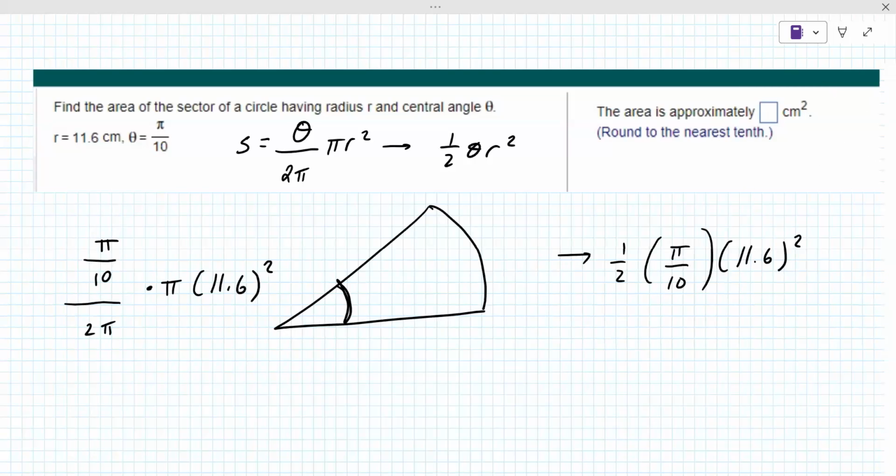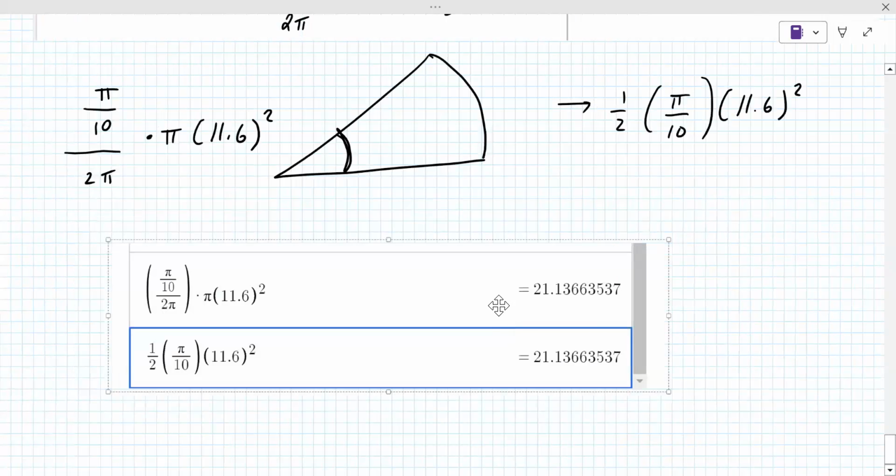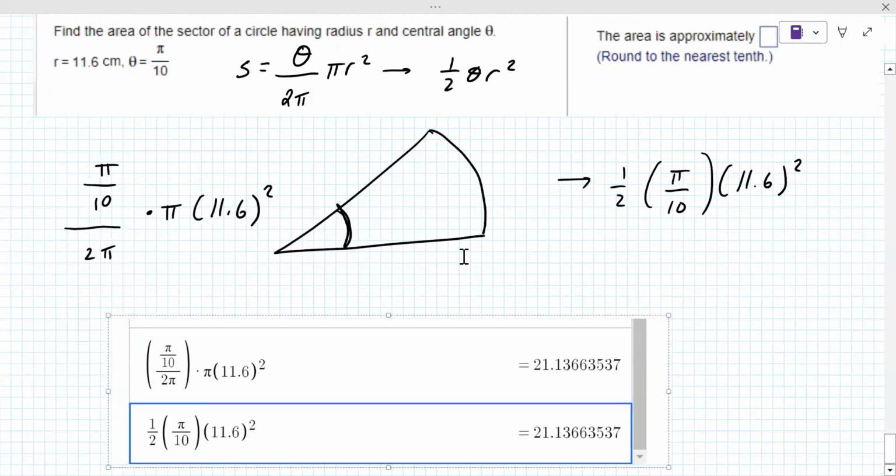Just snip those in case you want to look at them later. There they are. So rounding to the nearest 10th, that's 1 decimal place.